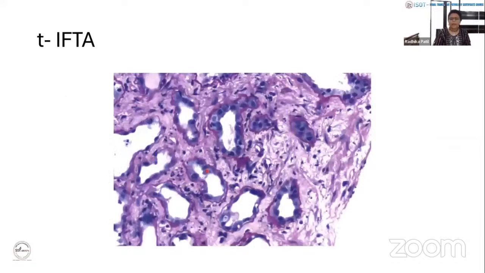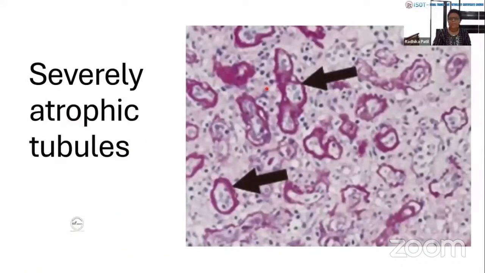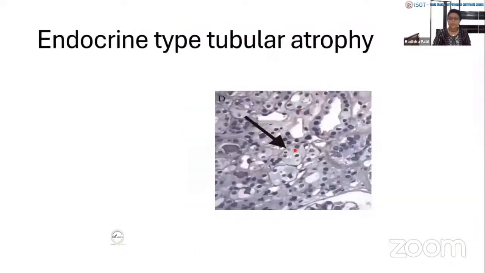So it is t-IFTA. This is moderate t-IFTA in this section. These are the atrophic tubules. The tubules are not back to back here, and there is some interstitial fibrosis and mild interstitial inflammation. This is IFTA 1, and here we can see there is mild to moderate tubulitis. So it becomes t-IFTA 2. These are the severely atrophic tubules where we cannot score tubulitis or t-IFTA, because there is wrinkling and thickening of the basement membranes and reduction in the size of the tubules. Also in endocrine type of tubular atrophy, we cannot score tubulitis.